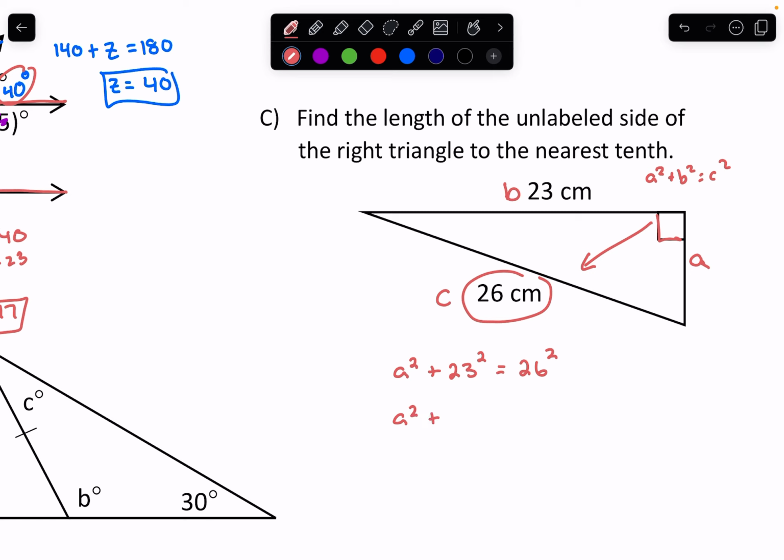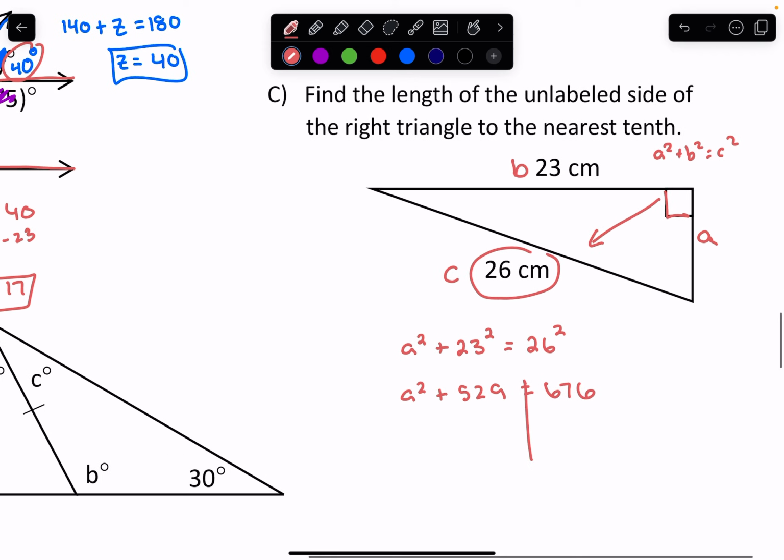So a squared plus, I don't know 23 squared off the top of my head. That's not one I've memorized. 529 equals 26 squared. I'm just typing these in the calculator, equals 676. Now I can do my railroad track and get a squared alone. So I'm going to minus 529, minus 529. And after I do that, I get to use some stuff from, whoops, that looks like a2. A squared is equal to 147.